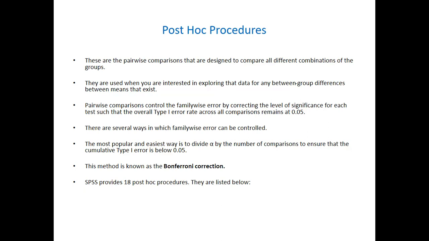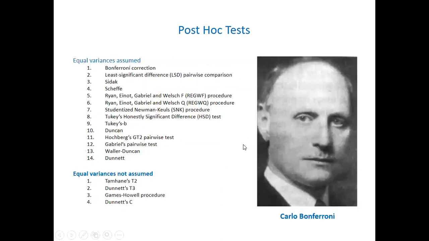The method is known as Bonferroni correction. SPSS and many other software have some corrections, but SPSS has 18 post-hoc procedures. Those are the ones I want to show you, those different procedures. Look at them, they are 18. You see the first set are 14, the second set are 4, making 18.